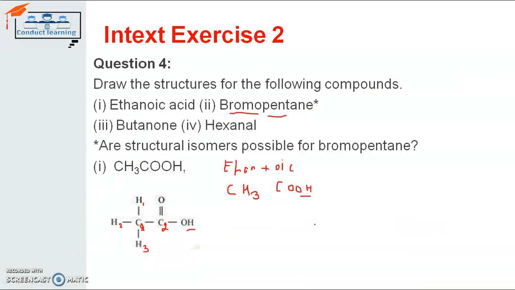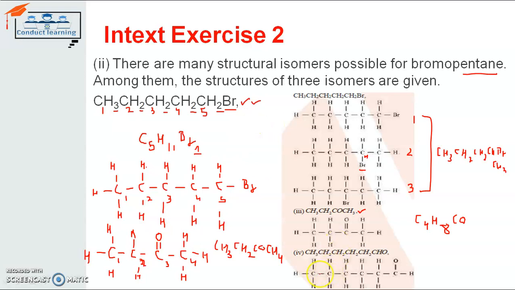Hexanal is the next one. As the name is suggesting, hex, it has 6 carbon atoms and it has the al group. That means the CHO group, sorry, not OL but CHO group. So C6 are there. That means the number of carbon atoms will be C6: 1, 2, 3, 4, 5, 6. 6 carbon atoms will be there.